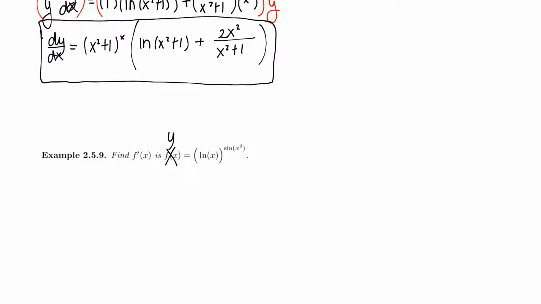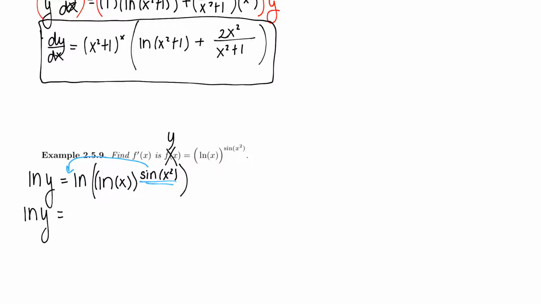We're just going to call this guy y again. We're going to take the natural log on both sides. Ln y equals ln of this whole thing, ln of ln x raised to the sine of x squared. This sine x squared is the exponent, which will come down in front. So we have sine of x squared multiplied by ln of ln x.